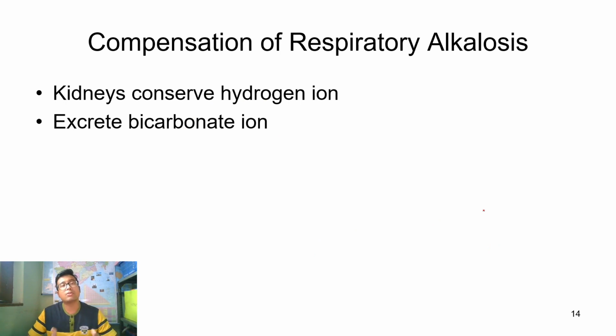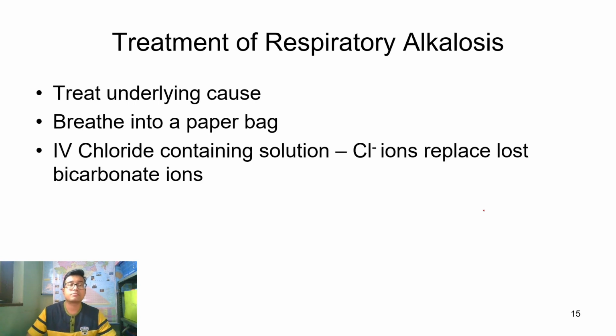By now we know respiratory disorders will be compensated by the metabolic pathway. So what will kidneys do? Since there is excess alkali, they will try to conserve hydrogen ion and excrete excess alkali. Remember how compensation and treatment are different. Treatment of all acidosis was by IV lactate. Treatment of respiratory alkalosis is by IV chloride.